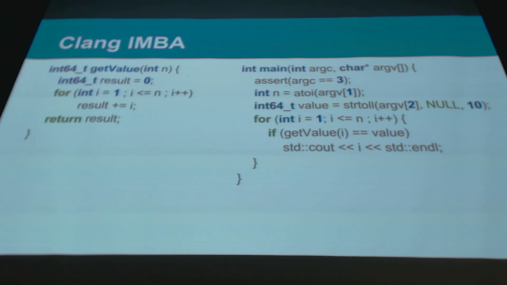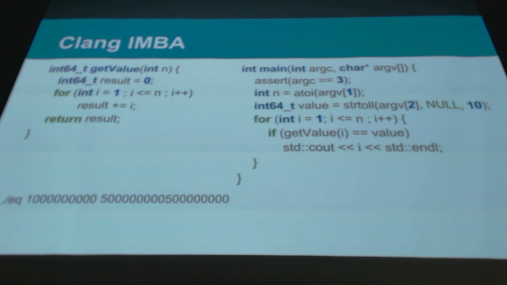Okay, other example. So imagine we have code like this. What we are doing here is we have two loops that are going from 1 to n. So we have a quadratic thing, and what we're doing is we get n from the arguments and a value from the arguments, and then we are trying to find the value. So in the worst case, we will do n squared operations, right?